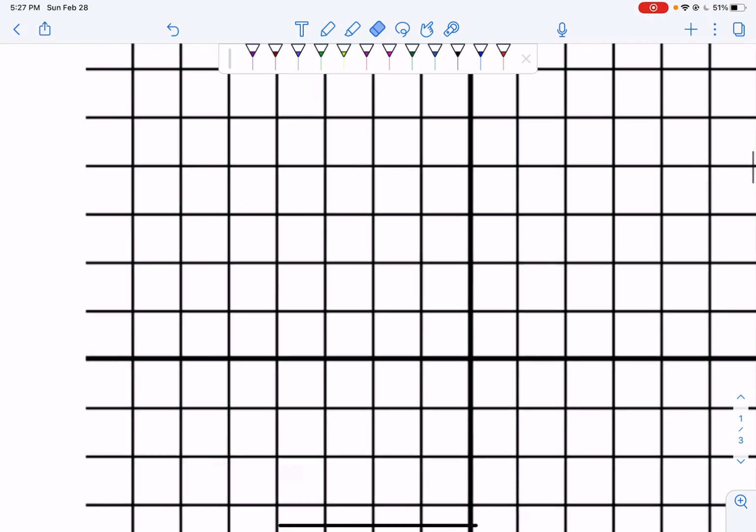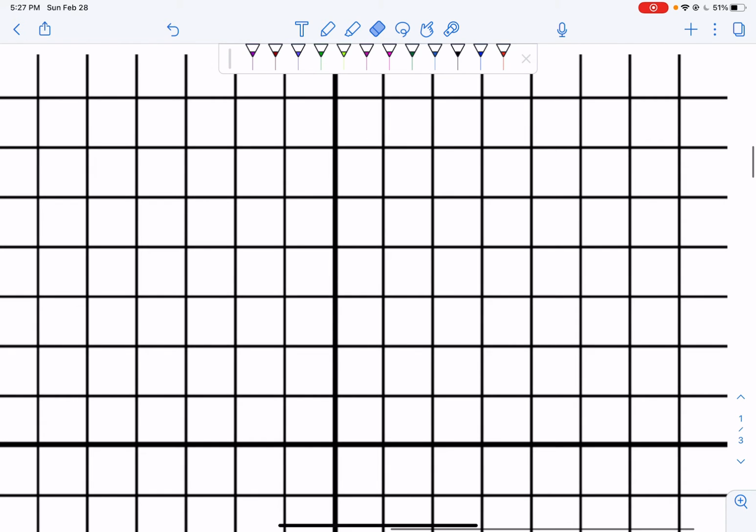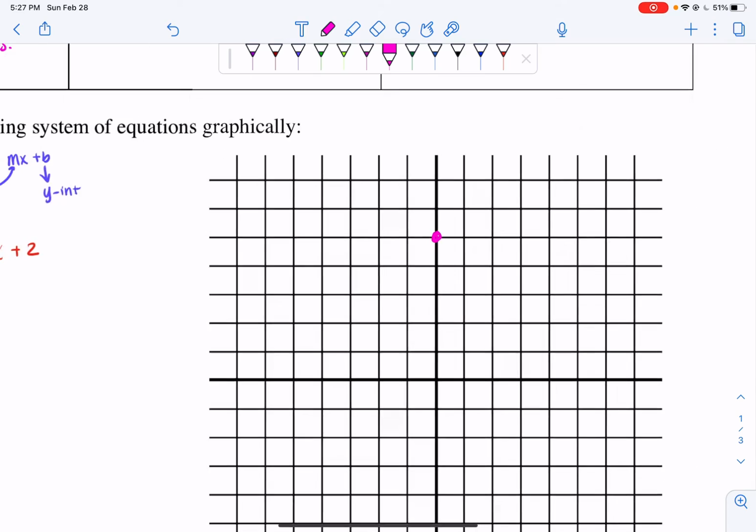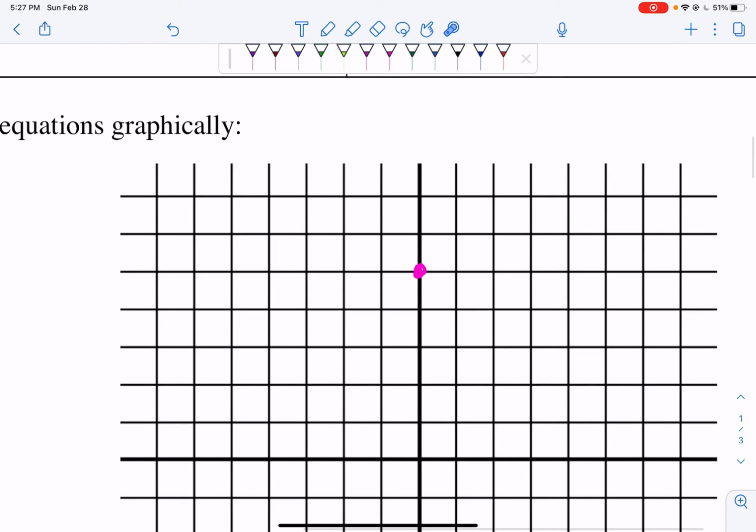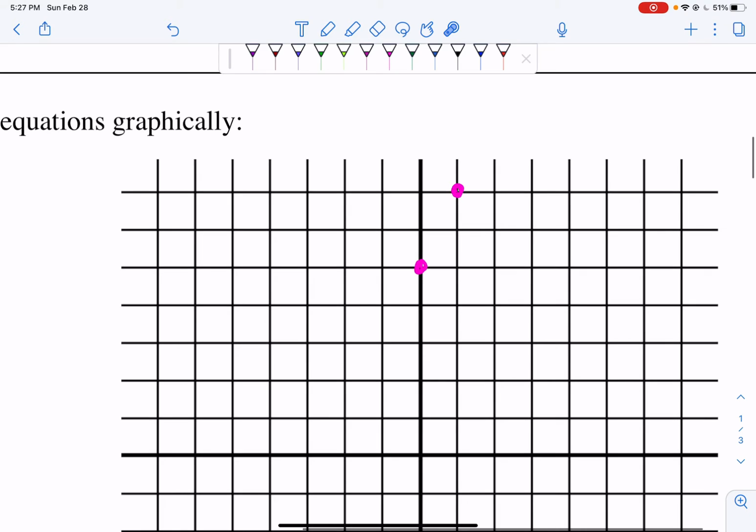So I know that my y-intercept is at 0, 5, so I'm going to go up 1, 2, 3, 4, 5, and plot a point. And what I'm now going to do is go up 2 over 1, because my rise over run is 2 over 1, so 1, 2, 1. And now I'm out of room, so I can't go. So now I'm going to go down 2, so 1, 2, and over 1.